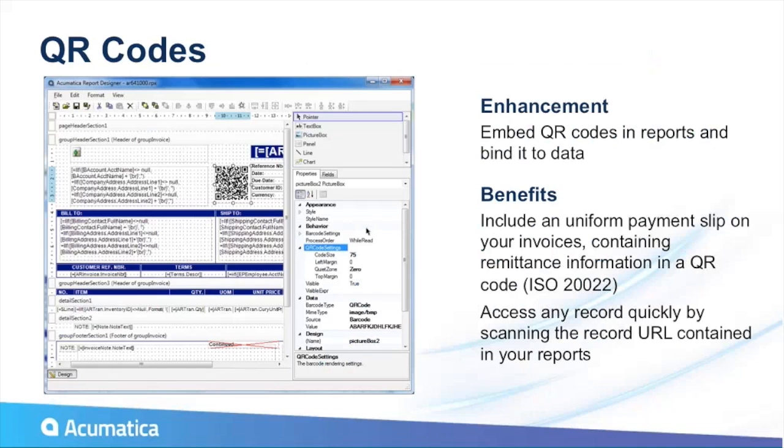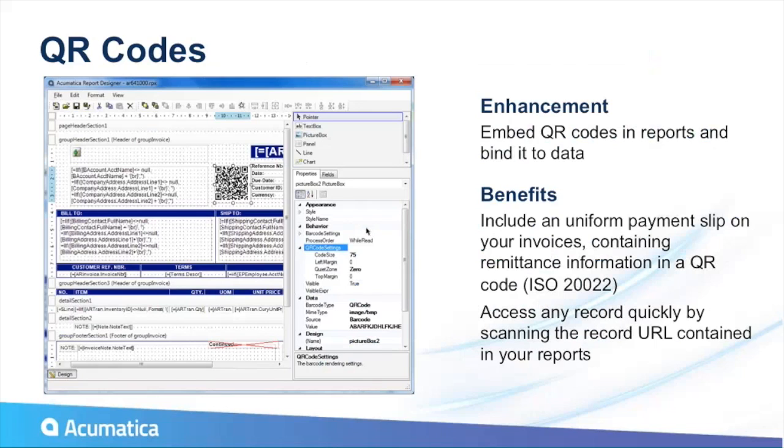Today we already have barcodes, so we can create UPC codes, code 128, and all the various standard barcode types. But we've also enhanced this to allow the QR code, so the two-dimensional barcodes. So what can you do with this? I will give you a few ideas of what you could achieve with the QR codes in your custom reports.